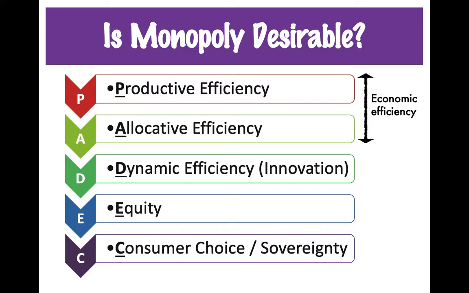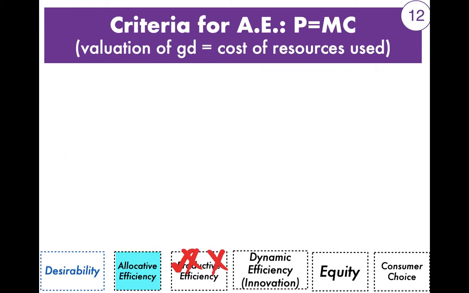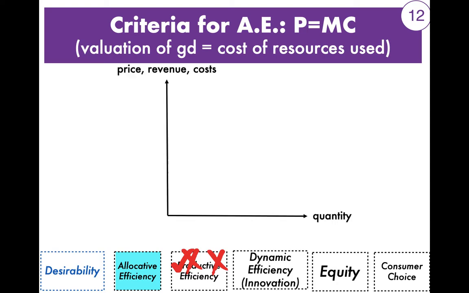Next, let's find out whether monopolists are allocatively efficient. Recall that the condition to achieve allocative efficiency is that the price you observe in the market should be equivalent to the marginal cost. In other words, the consumer's valuation of the good should be equivalent to the cost that a firm incurs in terms of resources to produce one unit of the good.